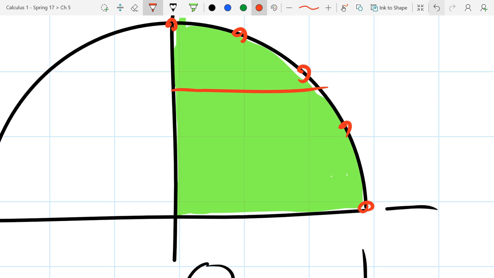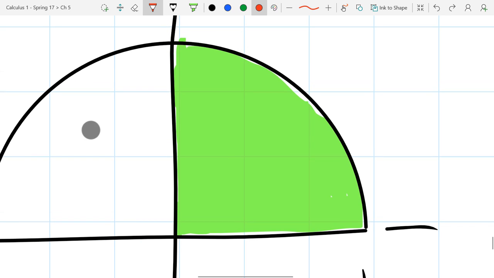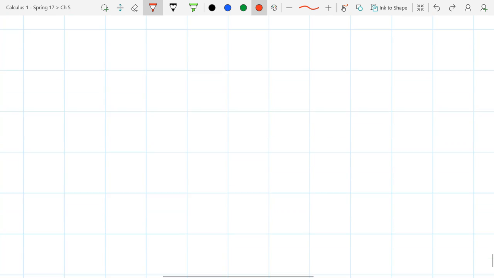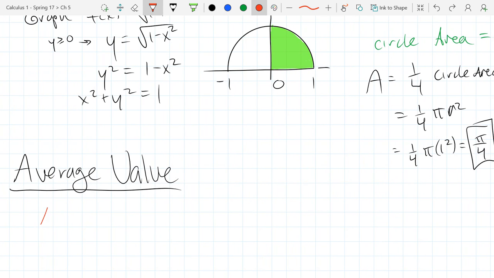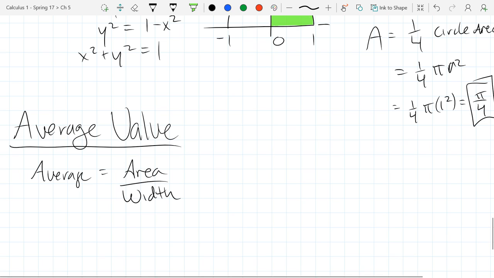So what we're going to do instead, for the average, is figure out what the area is and then divide it by the width. And that will give us the average. So you should be thinking, that's not what they told me average was. Well, you didn't think about average in a geometric way.